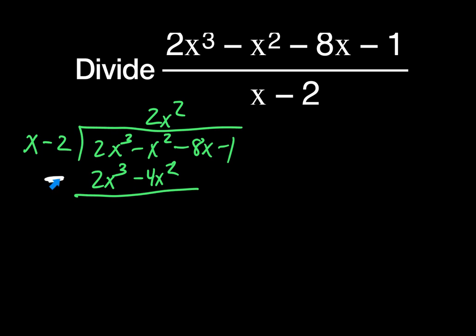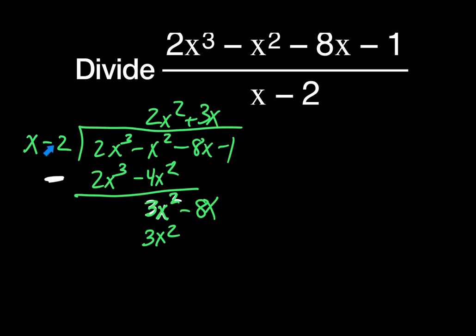Negative x squared minus a negative. See, this is where it gets harder with long division, is remembering all these negatives and we're subtracting. So negative x squared minus negative 4x squared. Well, minus a negative is plus a positive. So this is 3x squared. Bring down the negative 8x. And I'm saying x times what is 3x squared? 3x. 3x times x, 3x squared.